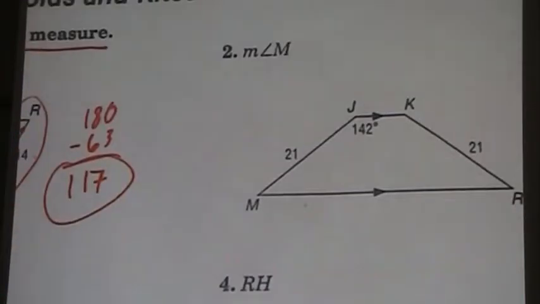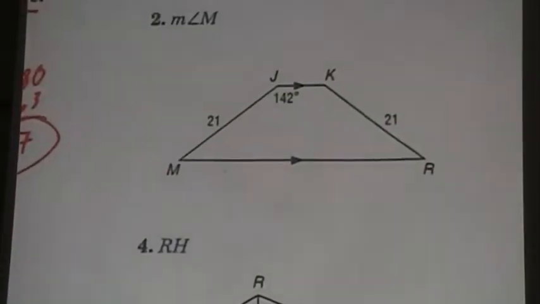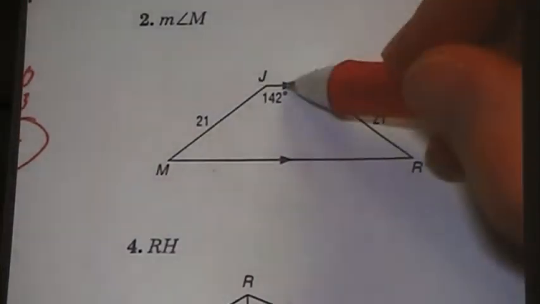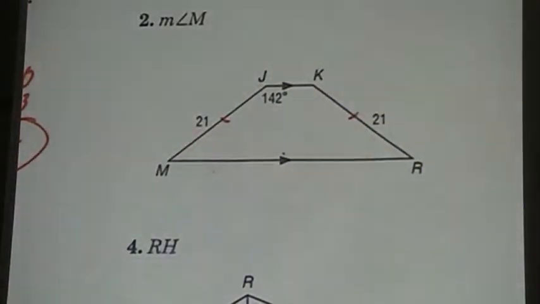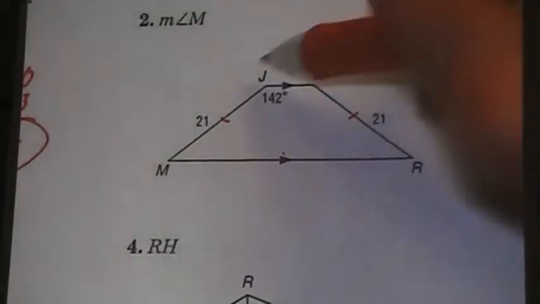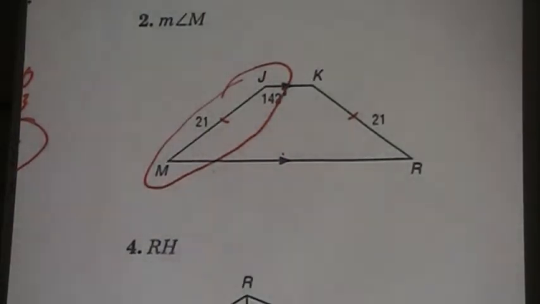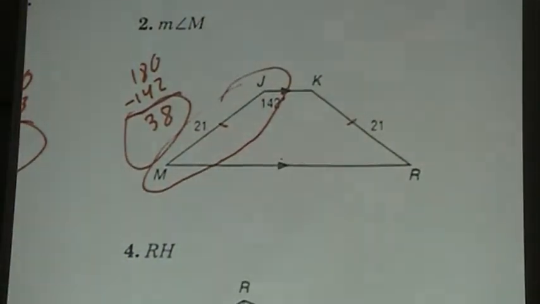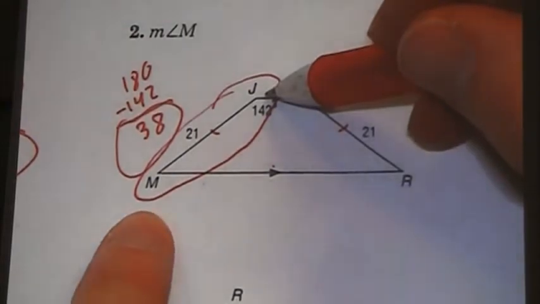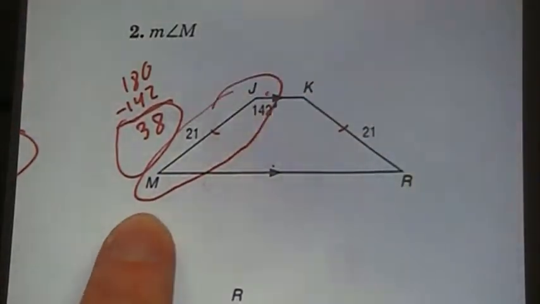Number two, looks like we're going to use the same principle here because we have parallel lines, same sides, isosceles trapezoid, and these guys are going to be supplementary, so they're going to add to 180. So 180 minus 142 gives us 38. Boom.